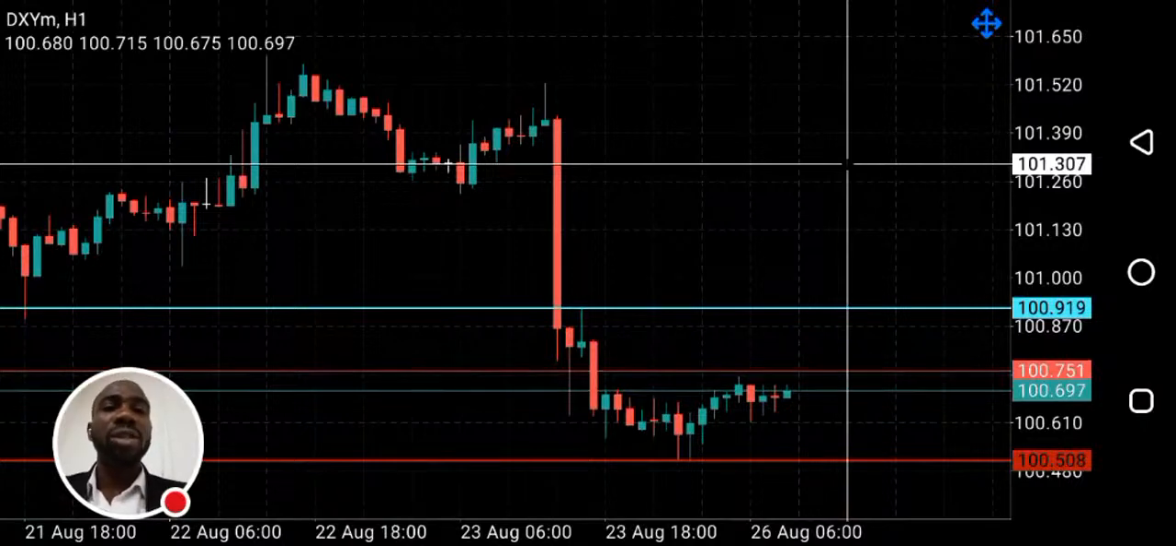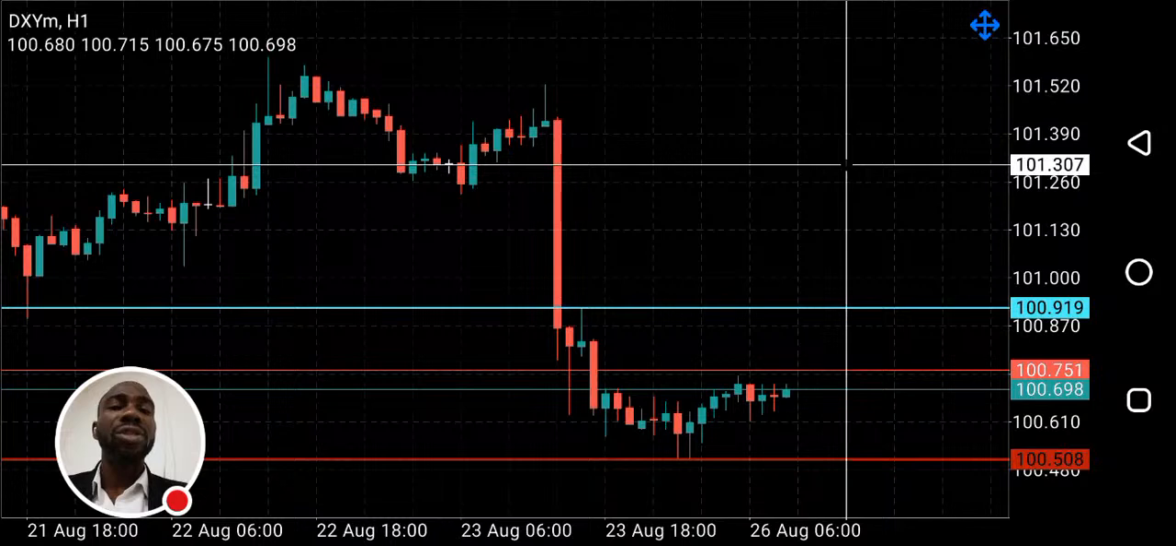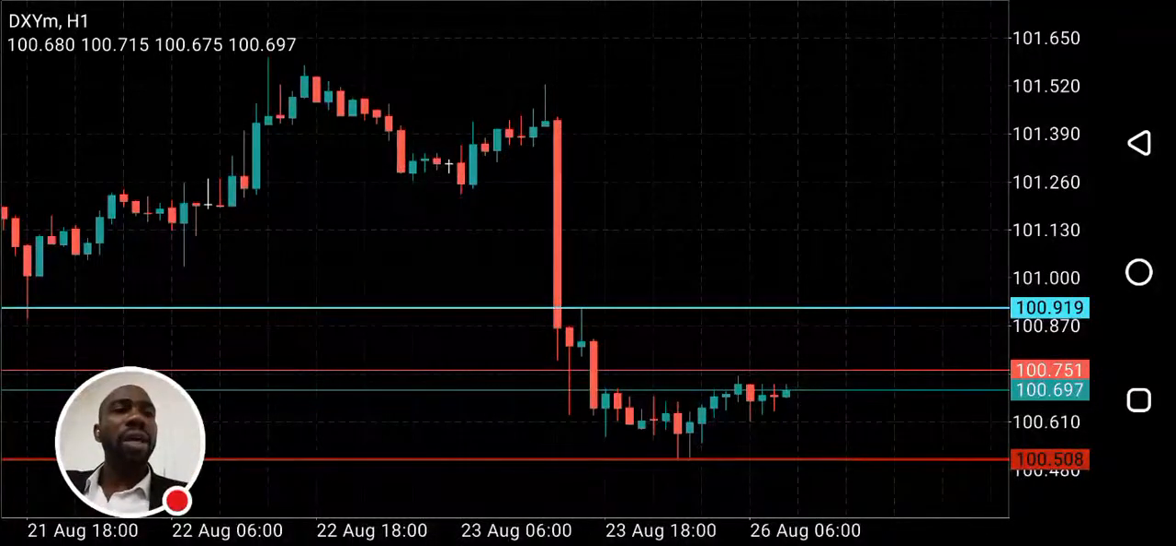The DXY is used to measure the strength of the dollar. So if DXY is bullish, the dollar is strong. If DXY is bearish, the dollar is weak. I hope that is clear. That's my take on DXY.